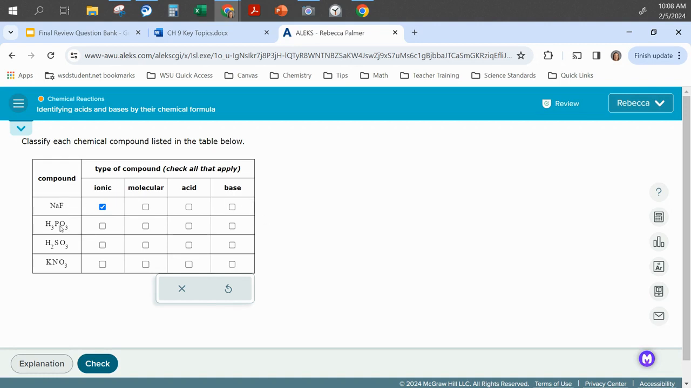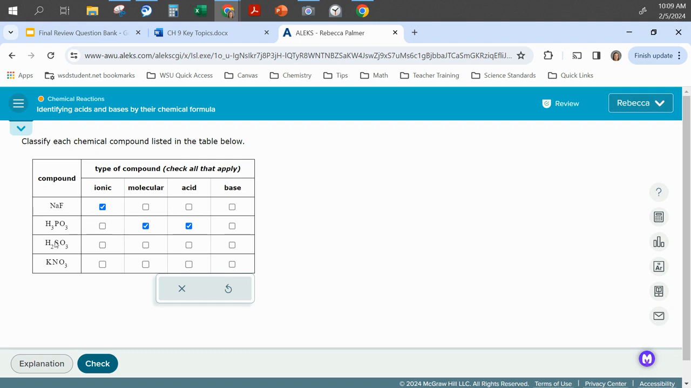Okay, the next one, H3PO4. Is this on our list? This one's not on our list. It's the weak acid. We can recognize this as an acid because it has hydrogens at the beginning. So this one is going to be an acid. This one is molecular. There are no ions besides the protons, the hydrogen ions. This one doesn't have any metals, so this one's molecular.